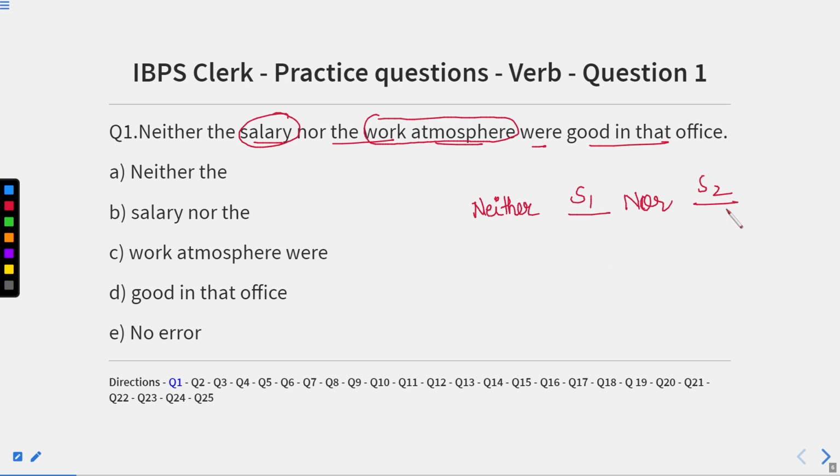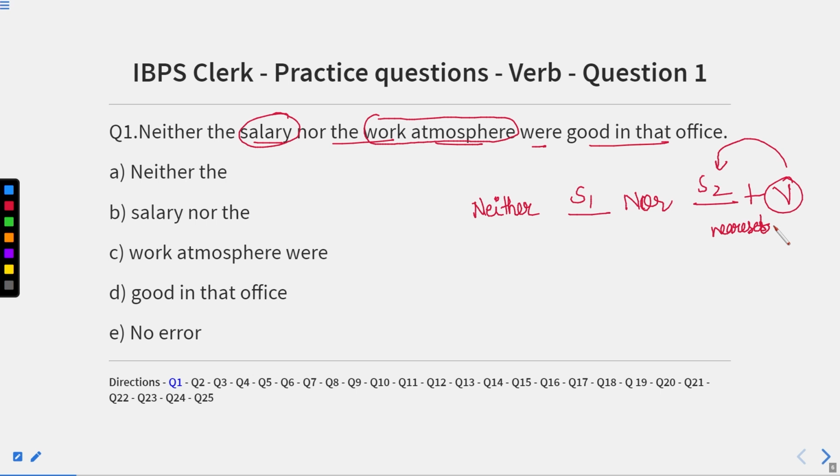Here in this structure, the verb always depends on the second or the nearest subject. In this pattern of the sentence, where we have the neither-nor structure, that is a correlative conjunction, the verb depends on the second or the nearest subject.